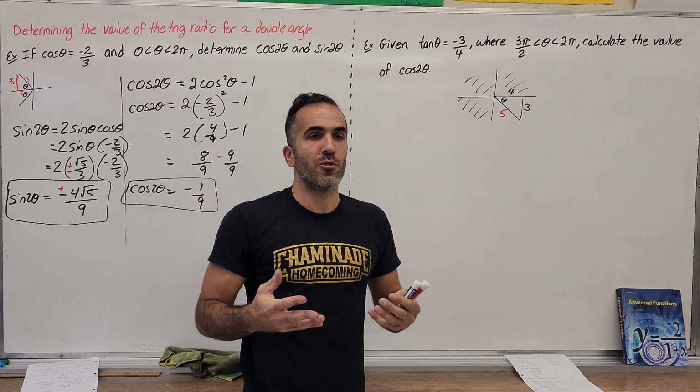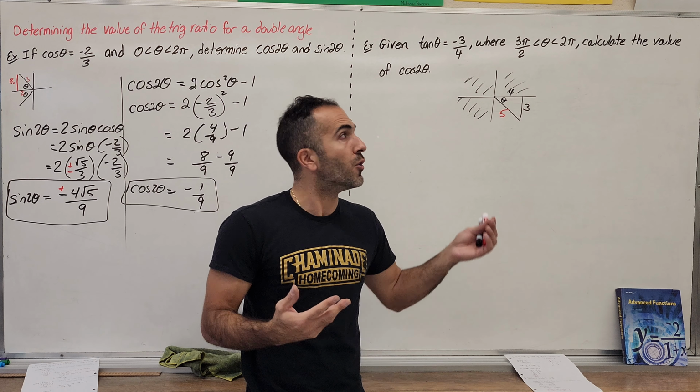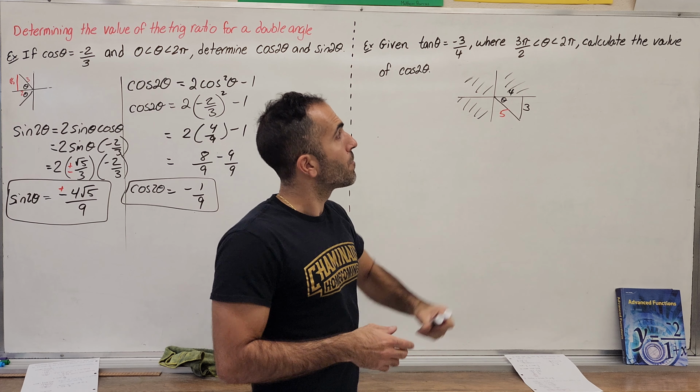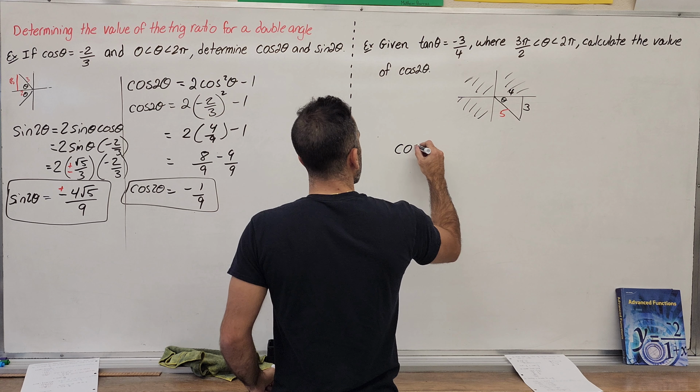You might be thinking, why are you using Pythagorean theorem? You haven't read the rest of the question. Because I generally know that when you're given a ratio, you're probably going to have to find the third side length. But we have to calculate the value of cos 2 theta. So let's get back to business here.